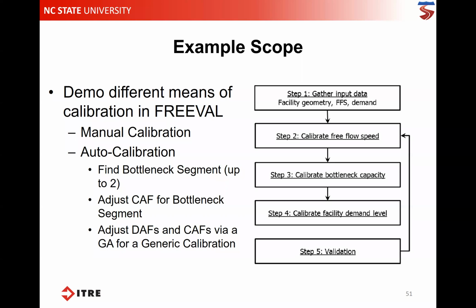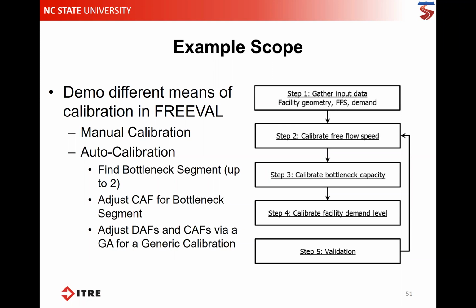Then we also need to make sure that our demands are a true representation of the actual demands on the facility. This acts as a loop after validation. We may go through this process several times to make sure that things are right. So what this flowchart is proposing is to change free flow speed adjustment factors, capacity adjustment factors, and demand adjustment factors to calibrate our facility.